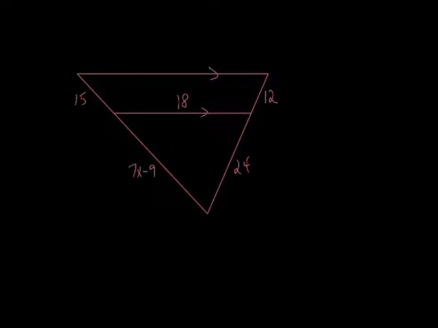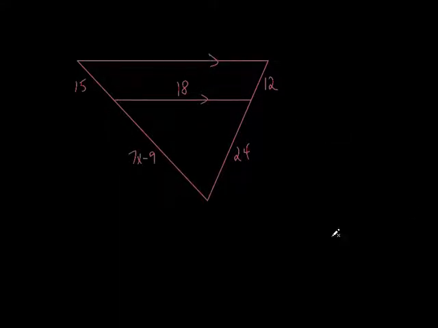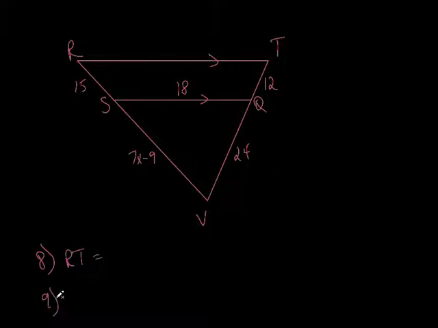All right, so what are we going to do here? What are we trying to find anyway? We're trying to find RT. Let's put some letters in here. RT. This is SQ. And this is V. So on number 8, we're trying to find what RT is equal to, and on number 9, we're trying to find what SV is equal to.